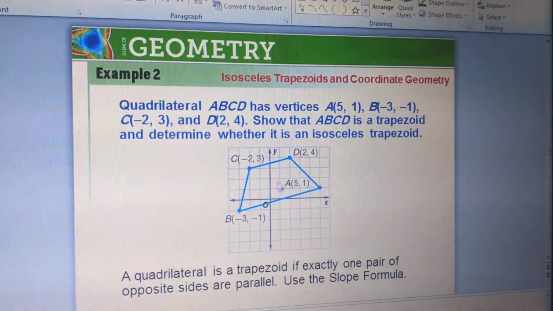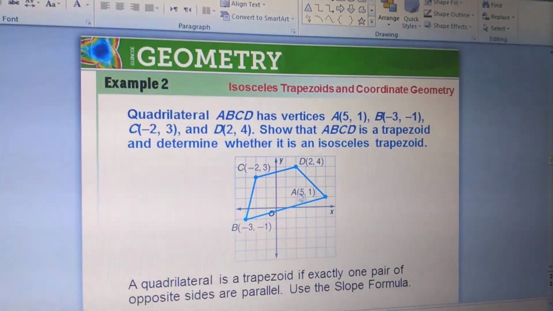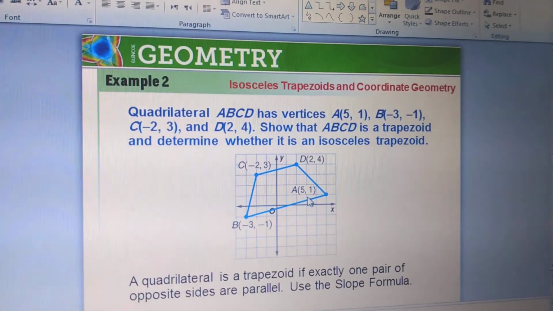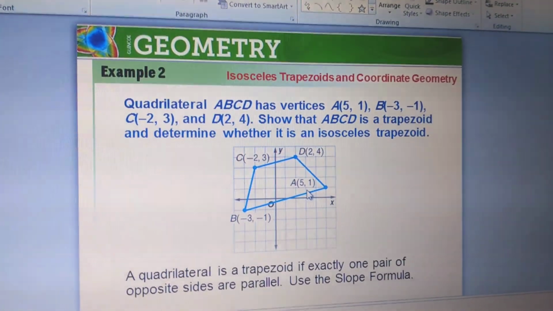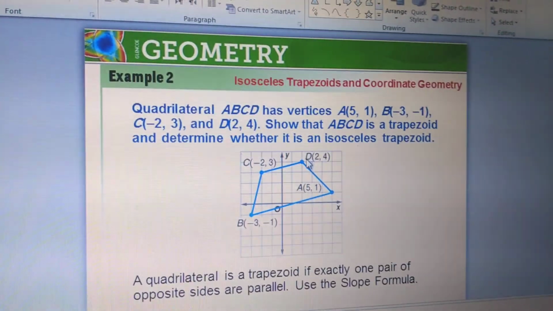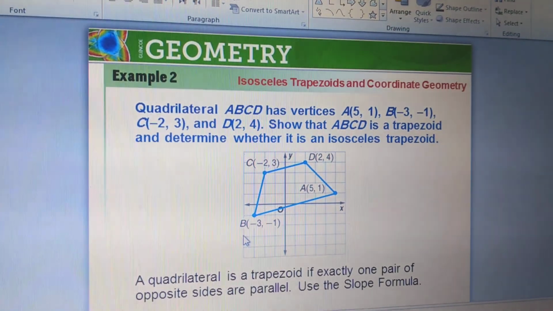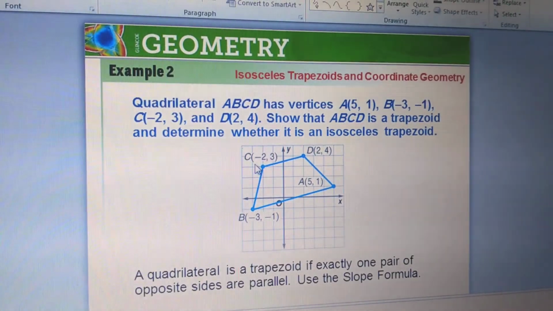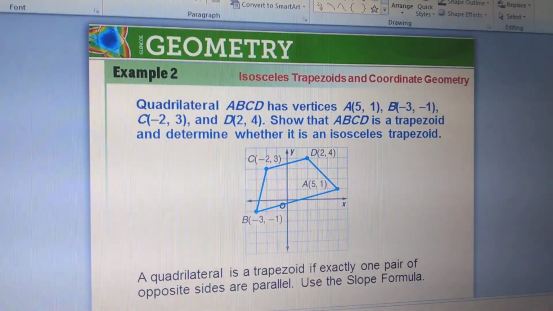Or you can find the diagonals. You can find DB and CA. Also, if the two diagonals are congruent, this means it is an isosceles trapezoid. Then you have two ways. You can choose any one you want. If DA and CB are congruent, it will be an isosceles trapezoid, or if diagonals DB and CA are congruent, then the figure is an isosceles trapezoid.